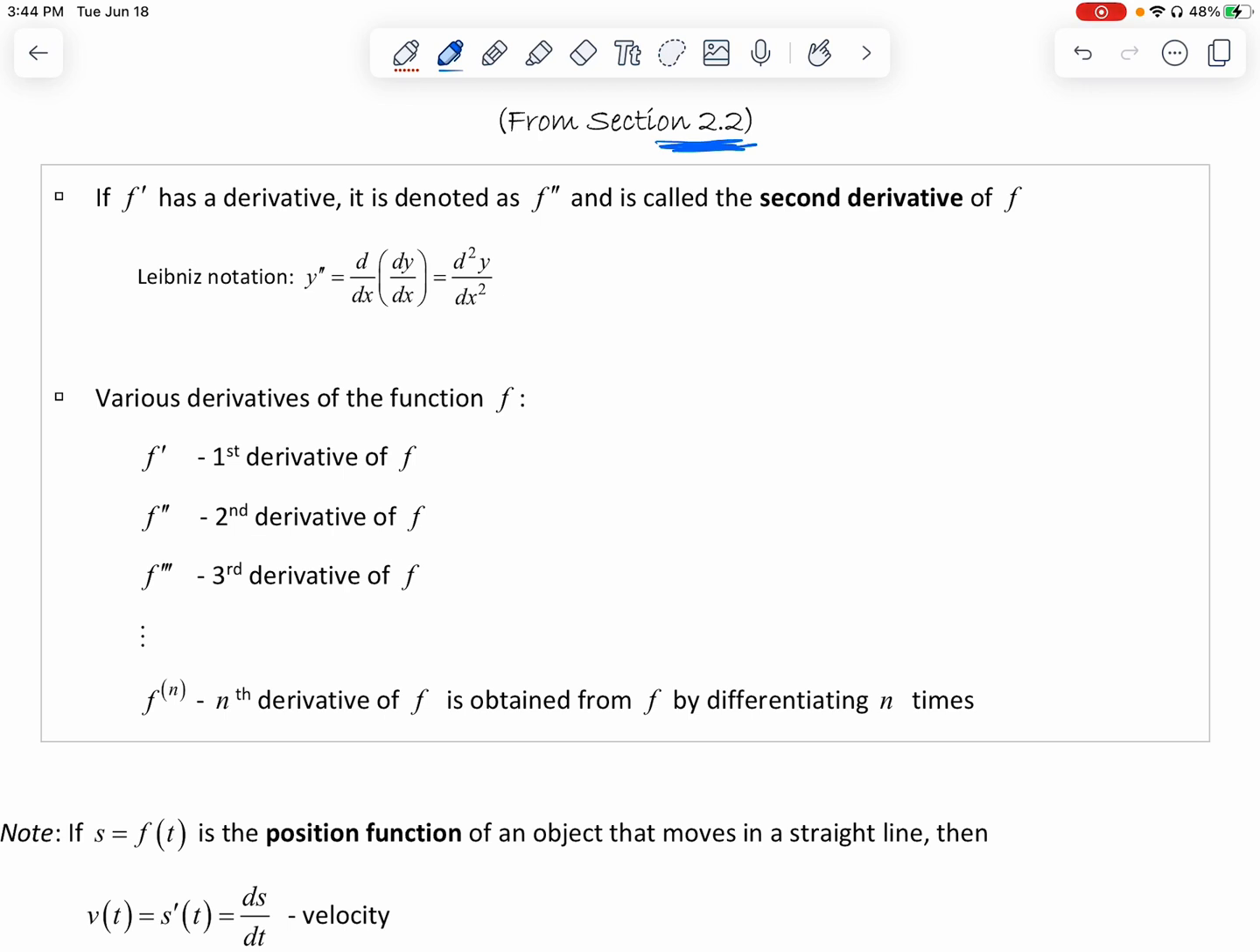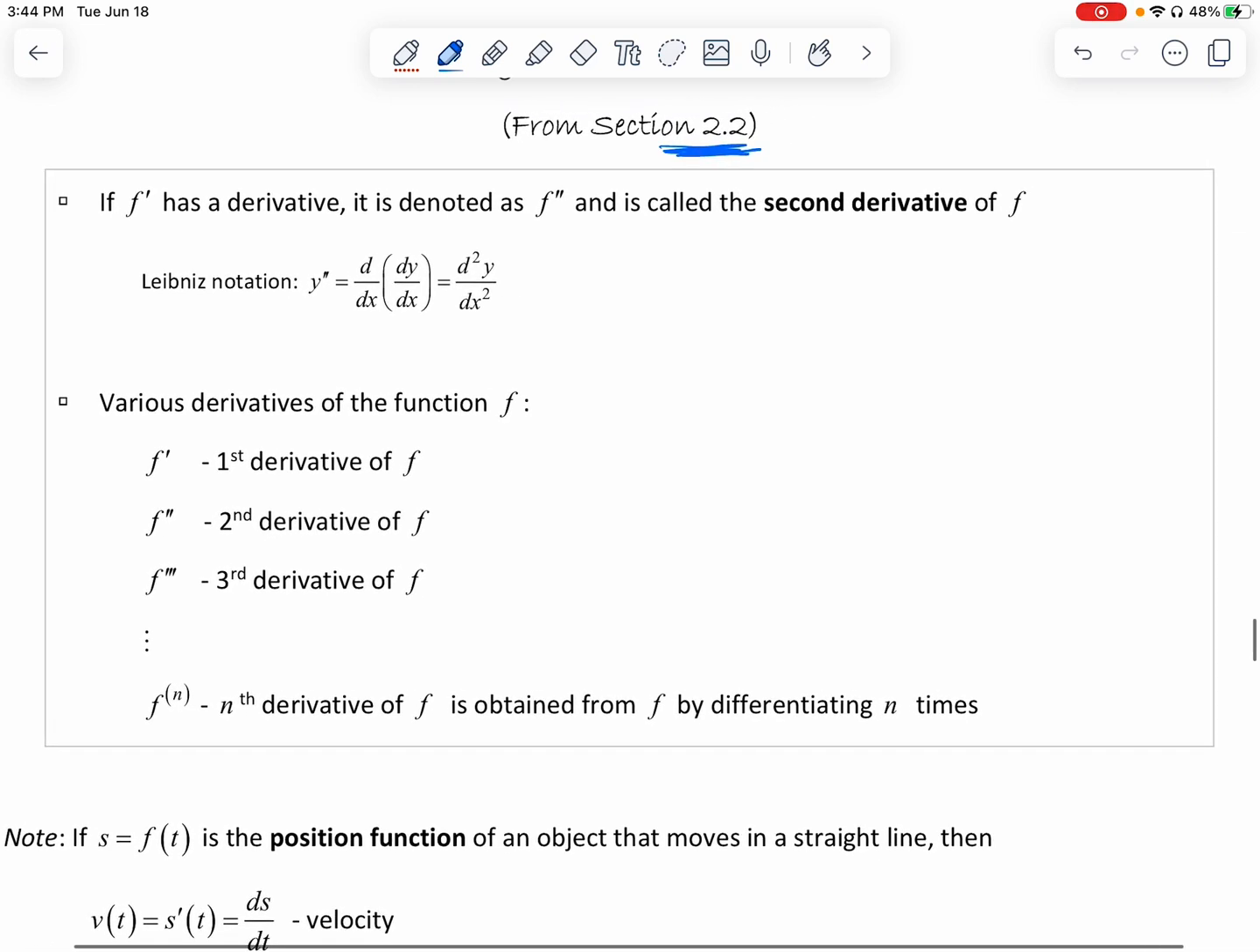So we can take a derivative of that function, and once we've taken the derivative, we get a new function, and then we can take a derivative of that function, which gives us a second derivative, and so on. So here's some notation for that. We've used this notation for the first derivative: f prime, y prime, and dy/dx. For a second derivative, we use 2 primes.